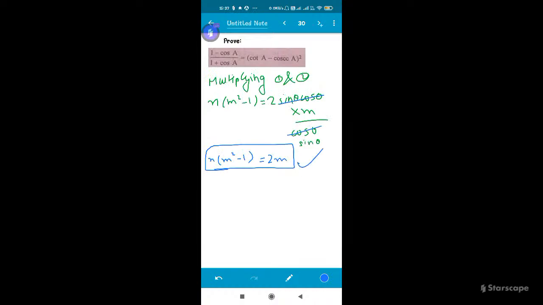So like I told you, you have to use the identities which you have learned, the square identity especially, whenever you want to eliminate theta from the expression. So I hope this question is clear. This was a very interesting question. Okay, let's do the next question now.